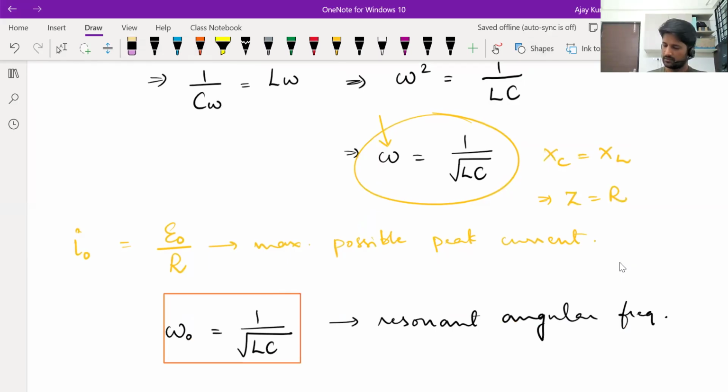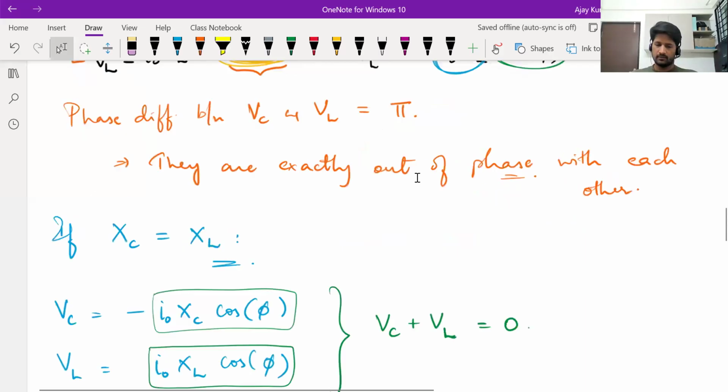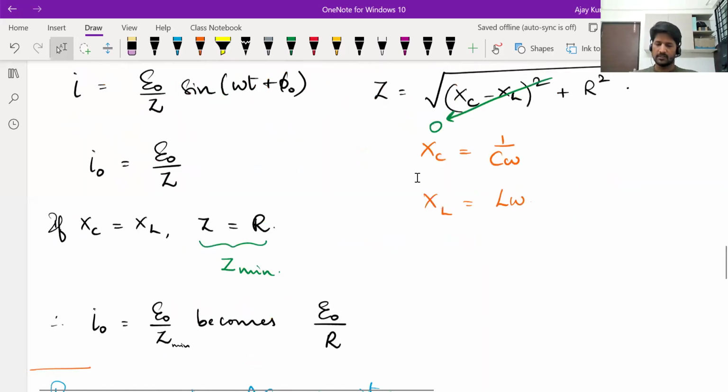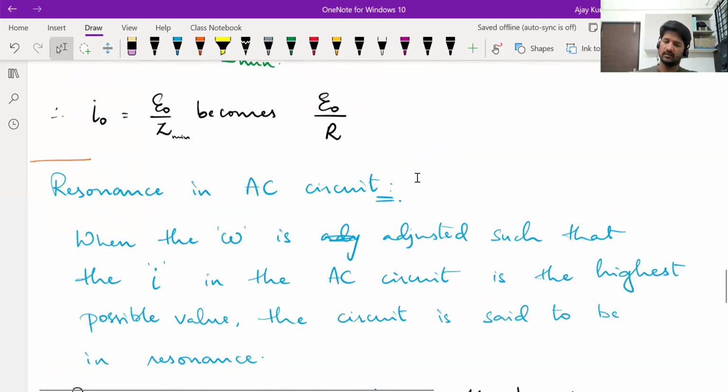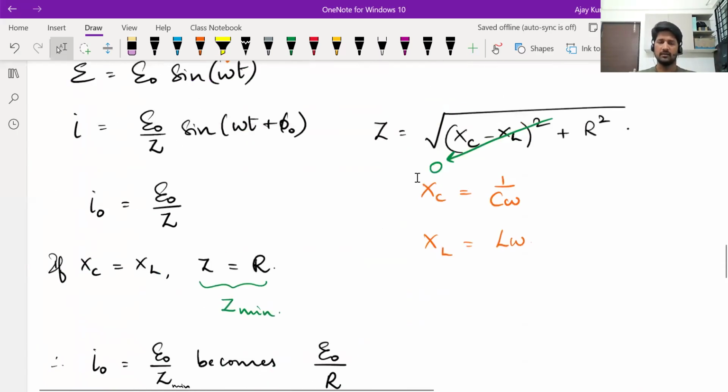Let's discuss this point once again, resonance. Basically, in an AC circuit, the current equation will be E naught by Z sine omega t plus phi naught. So the peak value of current depends on the impedance of the circuit, the Z value. And the Z value in turn depends on XC, XL and R. Now, in the AC circuit, when you build the circuit, a capacitor, an inductor, a resistor will be kept.